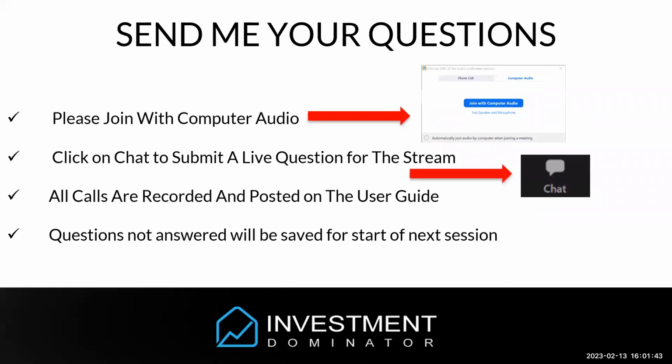So you're probably wondering, how do I send out those questions? The first thing you have to do is join the computer audio, as shown here. Then you should have a toolbar at the bottom of the RingCentral app, and it should say questions or chat. You just click on that, and then you can submit your questions there as text, and then I can see them and I will try to answer them. Okay. It's also worth noting that all these calls are being recorded, and then they will be posted on the user guide, so you can review them in the future.